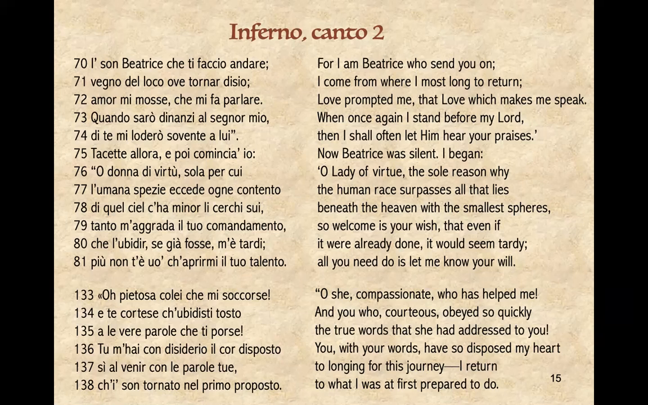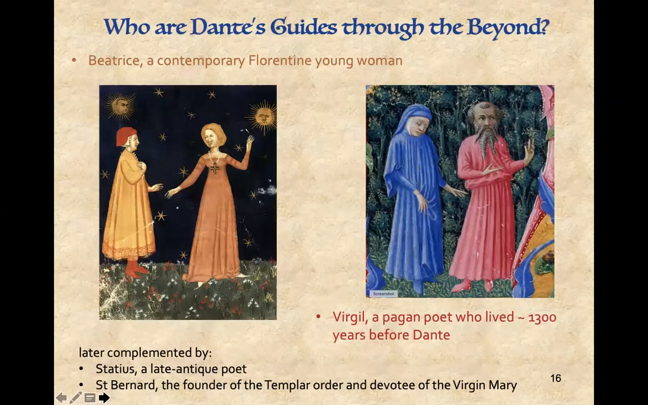And on the basis of this, of course, Dante changes his mind and says, she compassionate who has helped me, and you who courteous obeyed so quickly the true words that she had addressed to you. You with your words have so disposed my heart to longing for this journey, I return to what I was at first prepared to do. And so by the end of Canto 2, Dante is ready to follow Virgil.